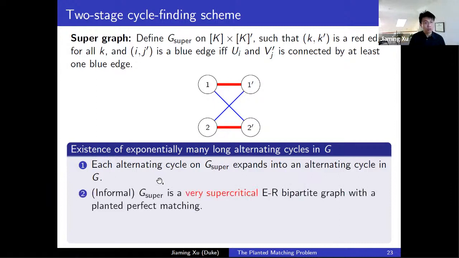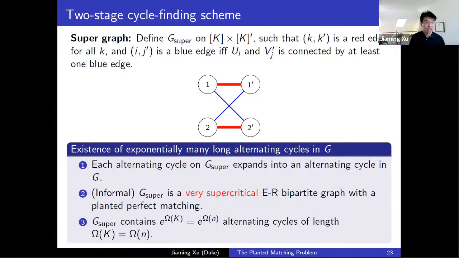And also, we will show later that the supergraph can actually be made a very supercritical Erdős random graph with a planted perfect matching. Here, very supercritical just means that the average degree is much bigger than 1. Because of this supercriticality, we can further show this supergraph indeed contains exponentially many alternating cycles of length linear in N. Okay, and that basically completes the proof.